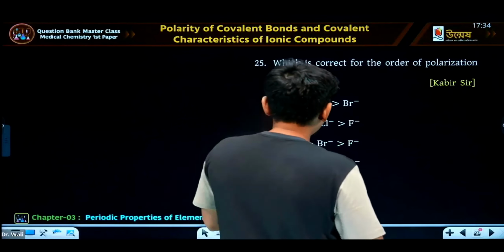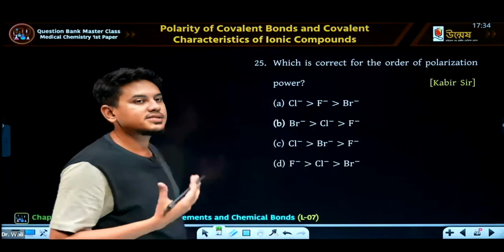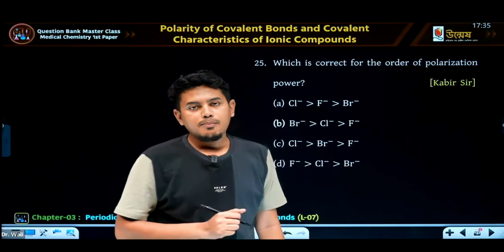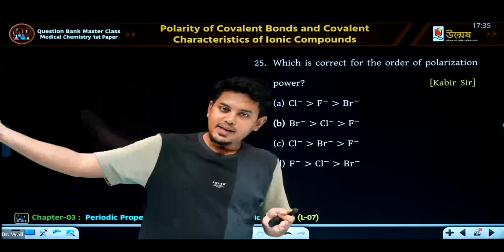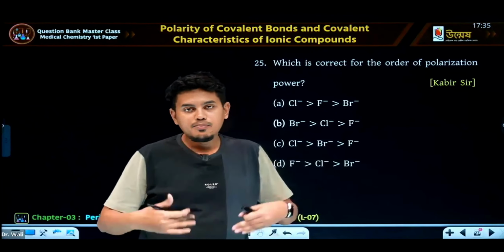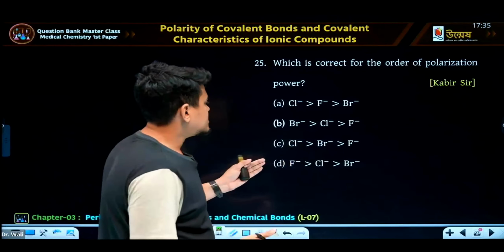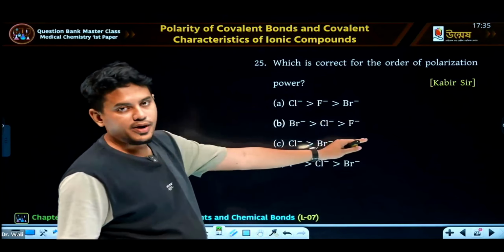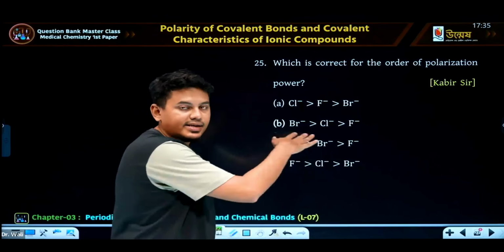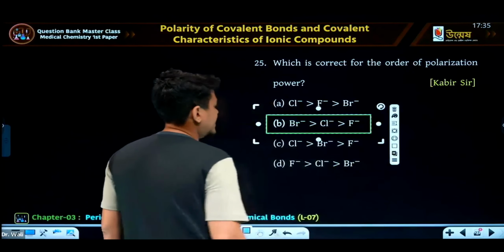Which is correct for the order of polarization power? The polarization power lies within the cation, but for being polarized, the anion size matters also. When the anion gets larger, the chance of being polarized increases. So in that sense, bromide should have the highest chance to get polarized, followed by chloride, followed by fluoride, because this is the order in which the size decreases. In this case, the answer will be B.